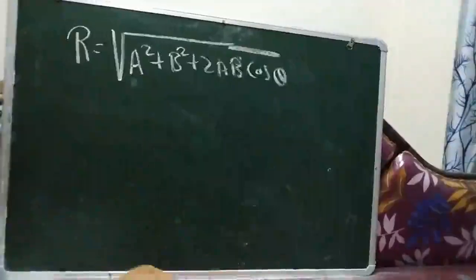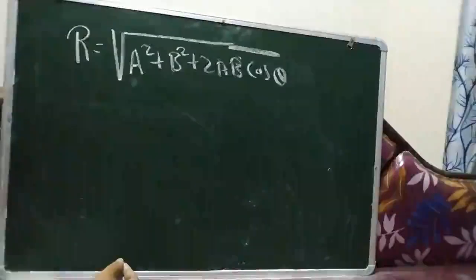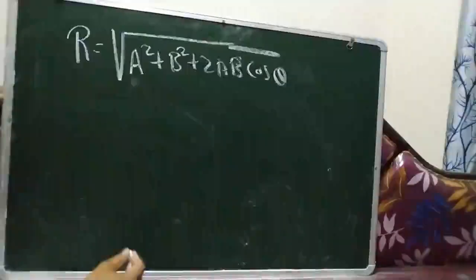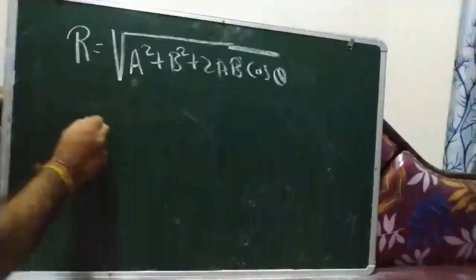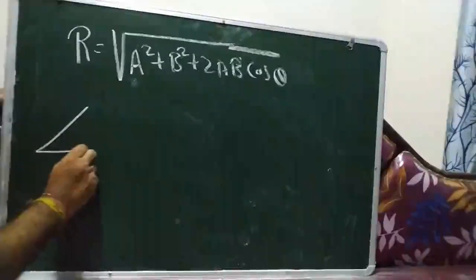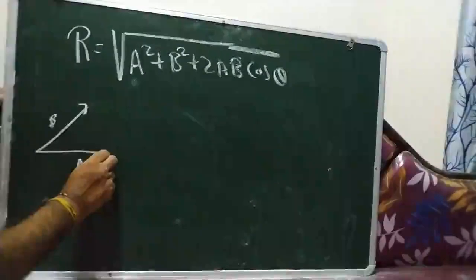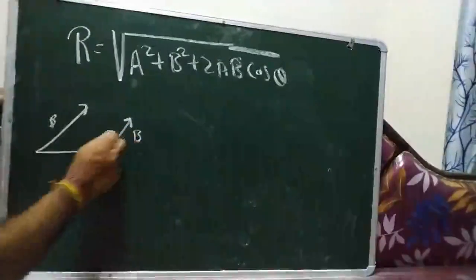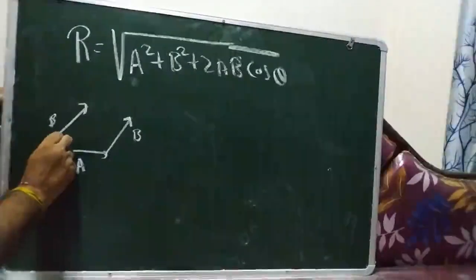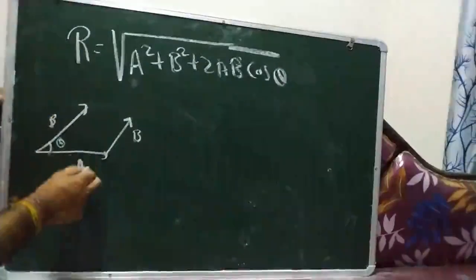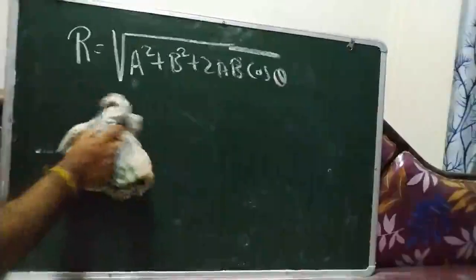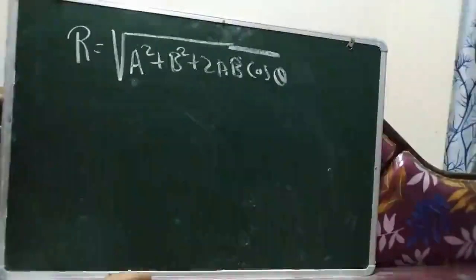We have to discuss some special conditions. Theta is the angle between A and B. This is the A vector, this is the B vector, and the angle between them was theta. So theta is the angle between A and B, and we have some special cases.